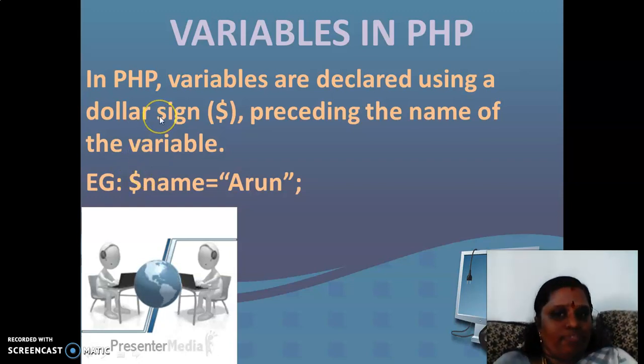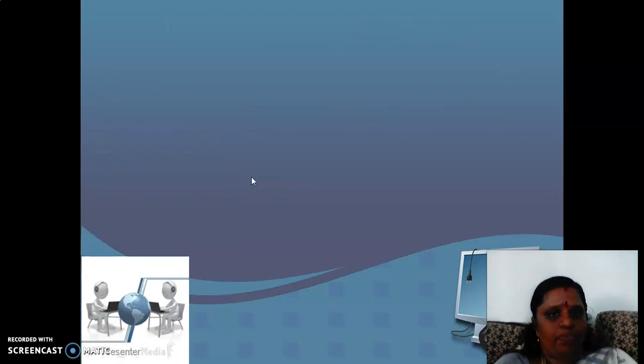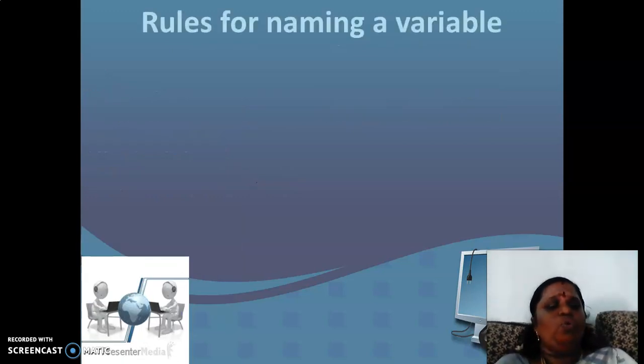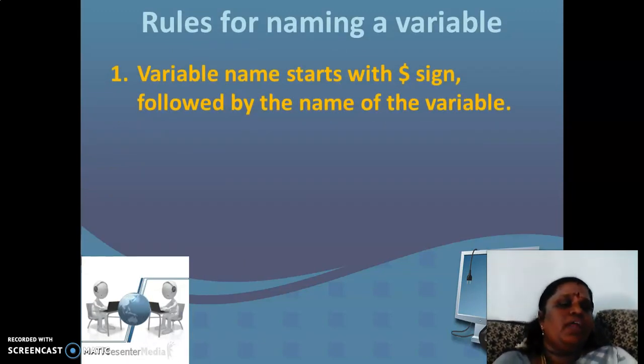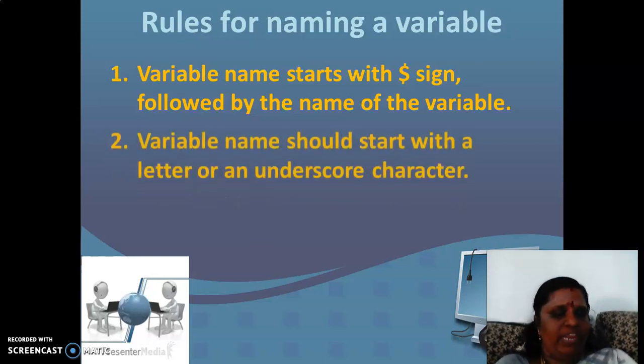So to assign a variable in PHP, you want to start with the dollar symbol and the name, and this is called a value. When the program is running, this value is assigned to the variable $name. Got it? So, rules for naming the variables. There are 3 rules for naming the variables. The first rule is that a variable name starts with the $ sign followed by the name of the variable.